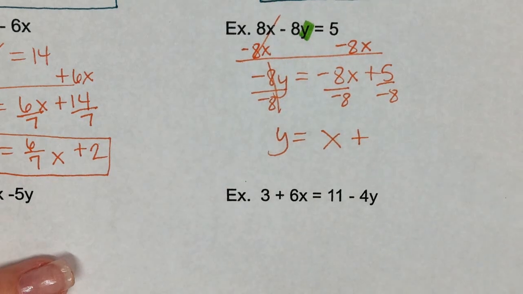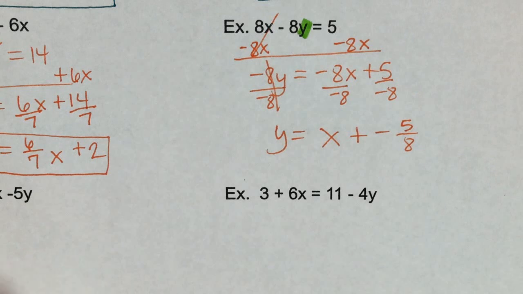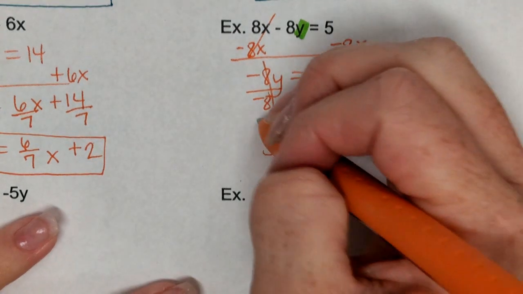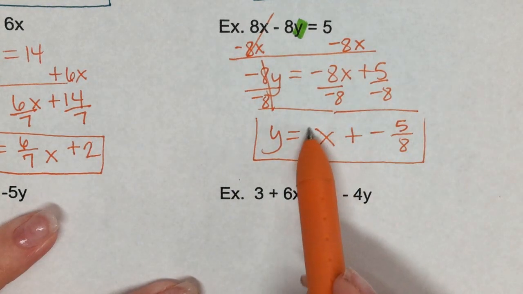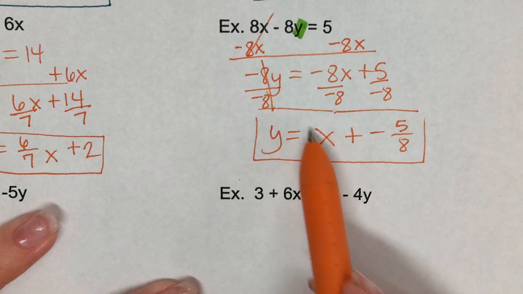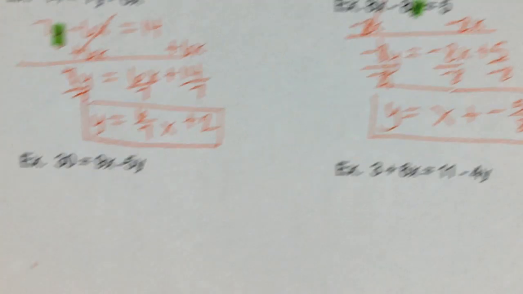No, but I have to keep a negative sign. So negative 5/8. And it doesn't matter where the negative sign is. It could be with the 5, it could be with the 8, or it could be out to the side, as long as there's only one of them. And that's my answer. What's the slope here? No? 1. What's the y-intercept? Negative 5/8. All right, let's go do this one.